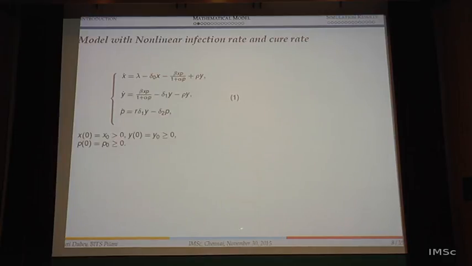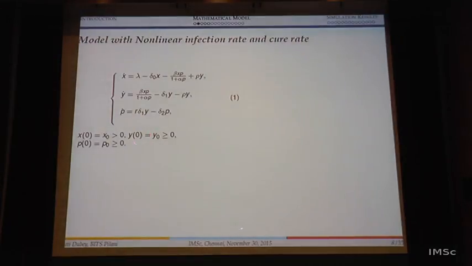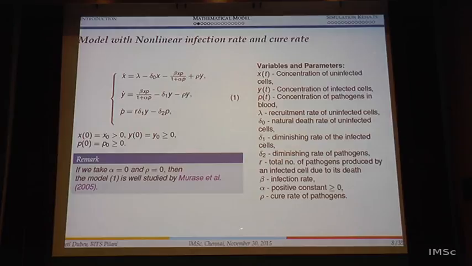Here are the ordinary differential equations for the model. We can see that in place of the bilinear incidence rate, we have considered the nonlinear infection rate, which is beta xp upon 1 plus alpha p, and these are the initial conditions x naught, y naught and p naught. These are the parameters which I have already discussed. If alpha equals 0, then this will become the bilinear or linear incidence rate. And when there is no cure, this was studied by Burez et al. in 2005.